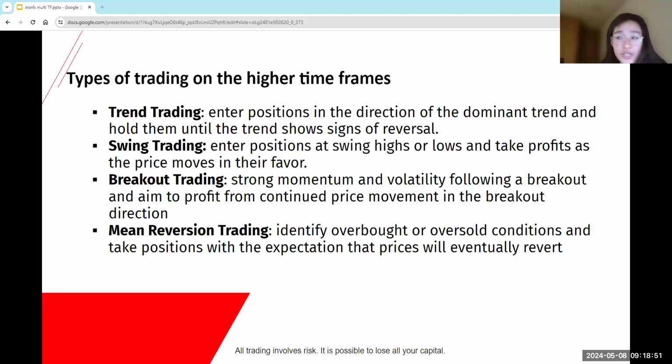Mean reversion trading is based on the idea that prices will tend to revert to their average or equilibrium levels after deviating from them. So how this works is traders will identify overbought or oversold conditions and then take positions with the expectation that prices will eventually revert. This strategy often involves the use of technical indicators to identify potential reversals as well.